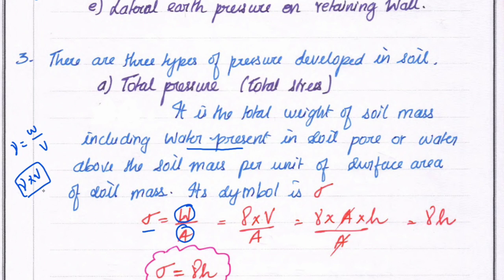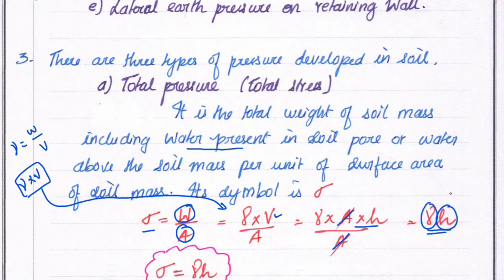That is substituted over here. So sigma equals weight, gamma into volume, divided by area. The volume we can write as area into height. So the area and area will be cancelled, and we get gamma into h. So now sigma equals gamma into h, where gamma is the unit weight of soil and h is the thickness of the layer.